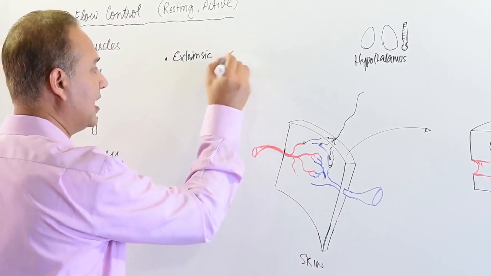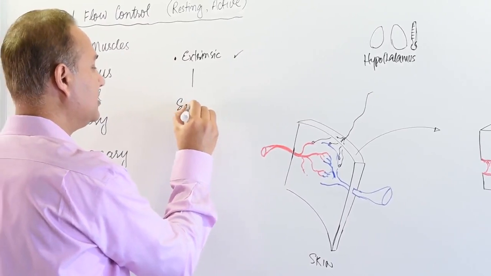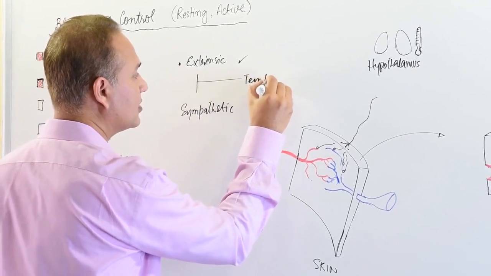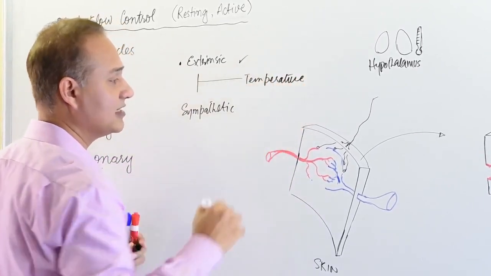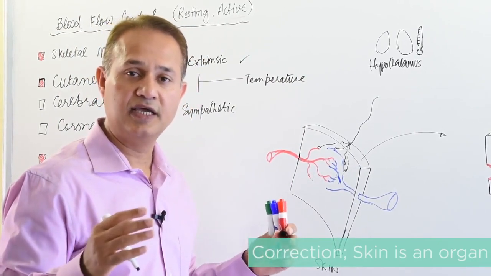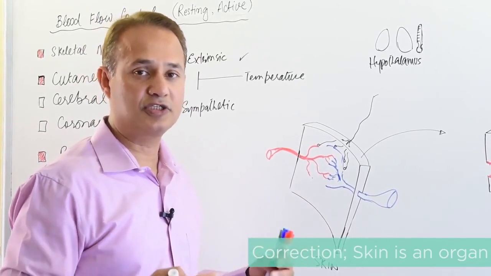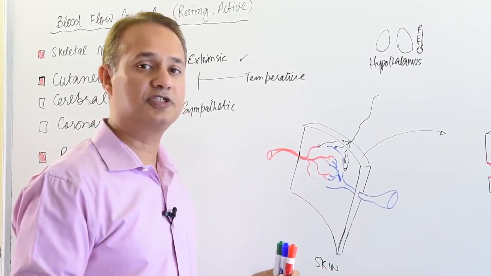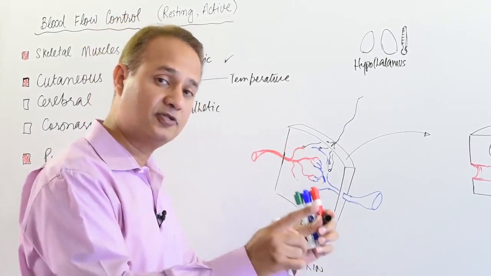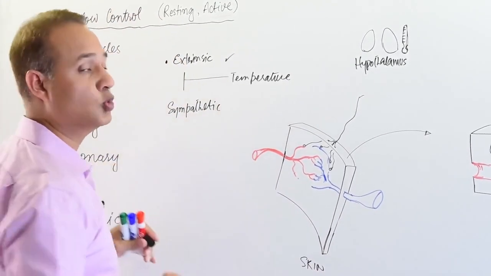So extrinsic control primarily. Within that, there is an interesting one. One is the sympathetic activity, and the other one is temperature control. Temperature affects the circulation to the skin. This is the only viscera that has, in physiological conditions, blood flow change due to the temperature change. And that is one of the primary functions of the skin. Skin has many functions, but the primary function of the flow of blood to the skin is temperature control. So let's see how both of these systems work.